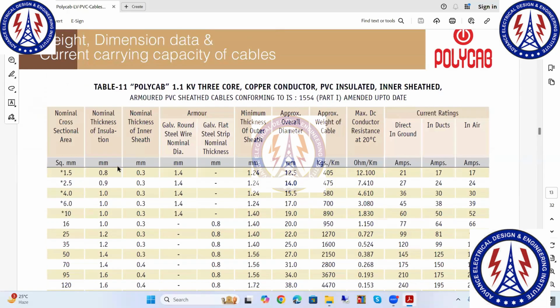Any doubt in any technical parameter? Otherwise, I will move to this derating part. Any question on any parameter? Like what this weight is, mechanical thing, not the DC resistance. This is the current rating whenever I am laying cable underground. This is in duct and it's in the air.